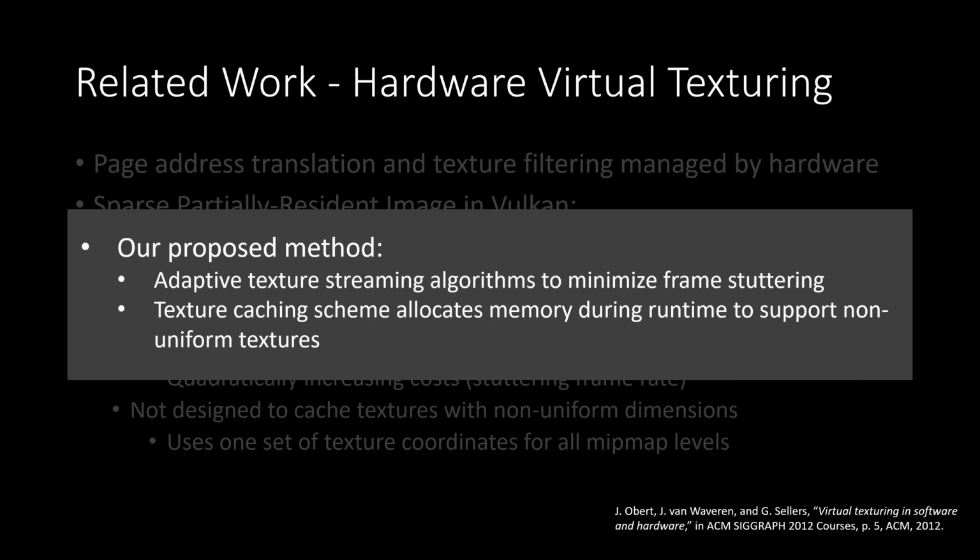For these limitations, we propose adaptive texture streaming algorithms based on GPU load to minimize frame stuttering. We also propose a texture caching scheme that allocates memory during runtime to directly support textures of non-uniform dimensions.